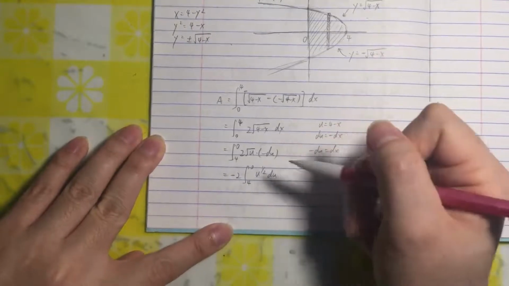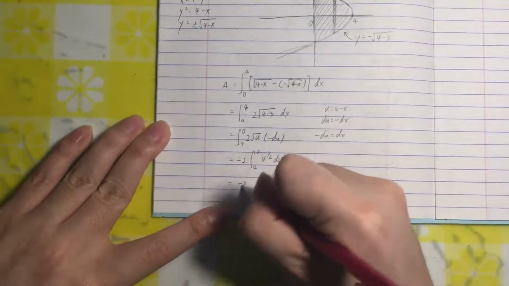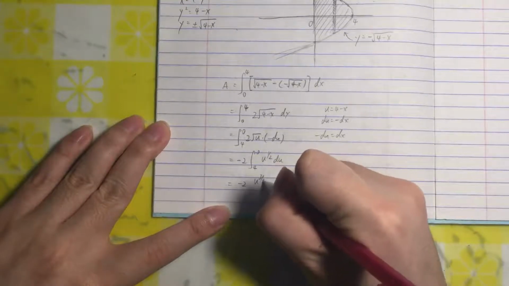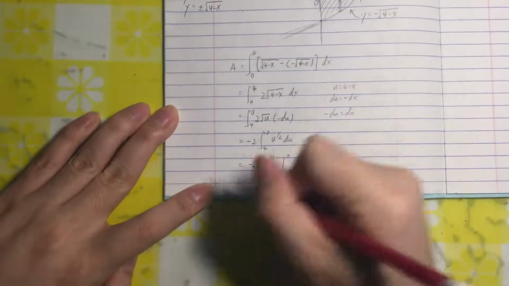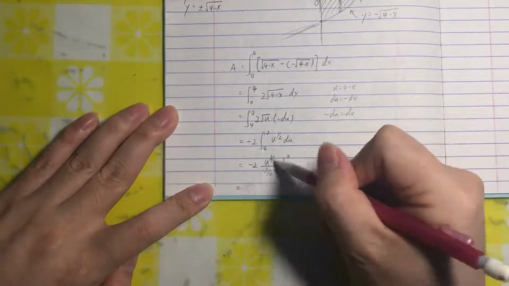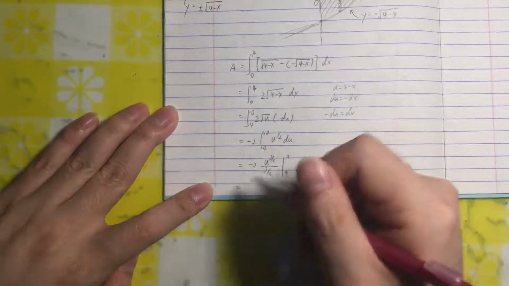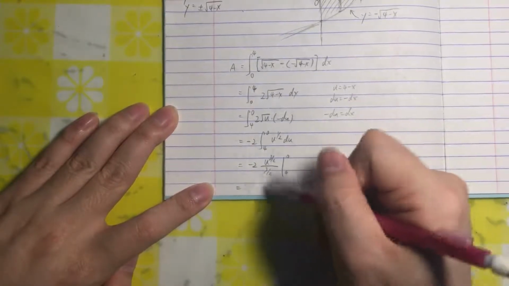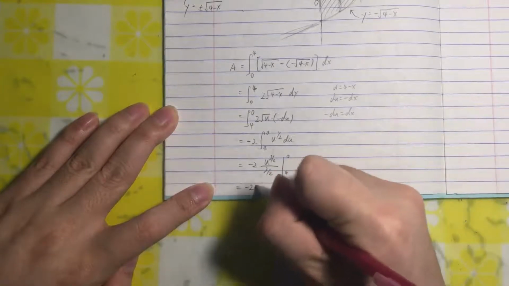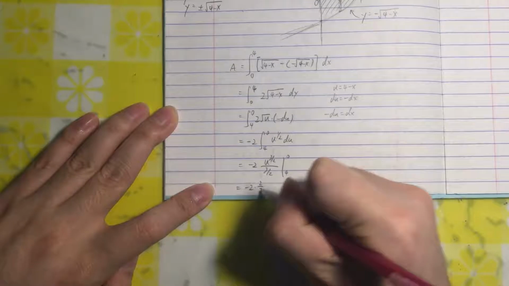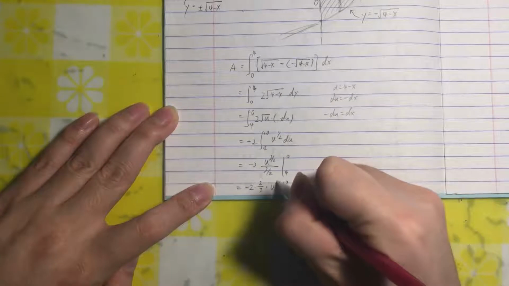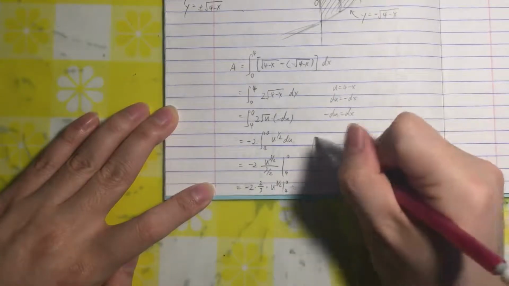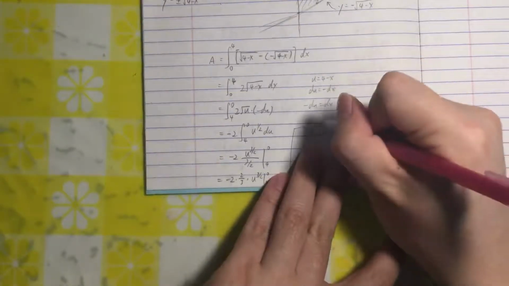Square root of u is u to the half. Then take the antiderivative. I get u raised to 3 half over 3 half. Evaluate from 4 to 0. Then when we have a function divided by a fraction, it's the same as the function multiplied by the reciprocal of the denominator. That's negative 2 times 2 over 3 times u to the 3 half. Evaluate from 4 to 0. Negative 2 times 2 over 3 is negative 4 over 3.